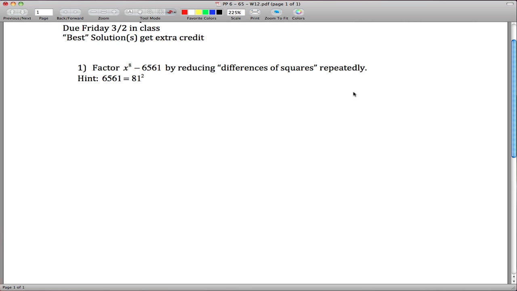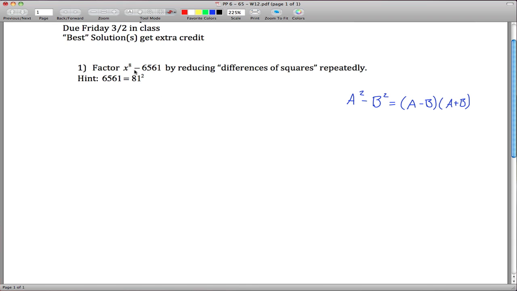Recognize difference of squares. So the idea with difference of squares is that anytime you have a squared minus b squared, you can rewrite that as a minus b times a plus b. So this is the general formula. And a and b can be any numbers or letters in this case.